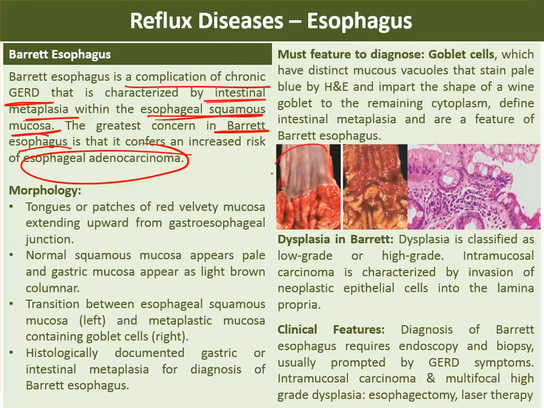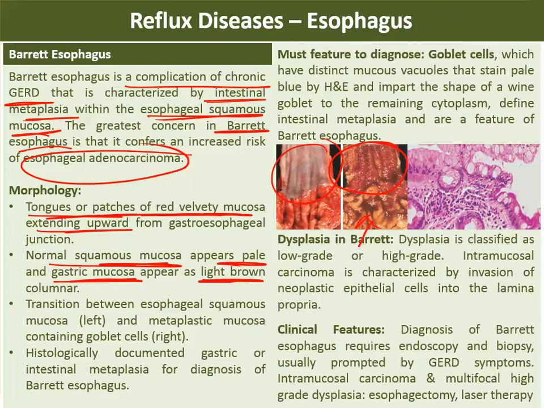Morphologically, this is the normal appearance of the esophagus. Pale color. If it becomes Barrett esophagus, it will become a reddish velvety appearance. So a tongue or patch of red velvety mucosa extending upward from the gastric mucosa. The normal squamous mucosa appears pale and gastric mucosa appears light brown. See, this is gastric mucosa. It is appearing light brown.